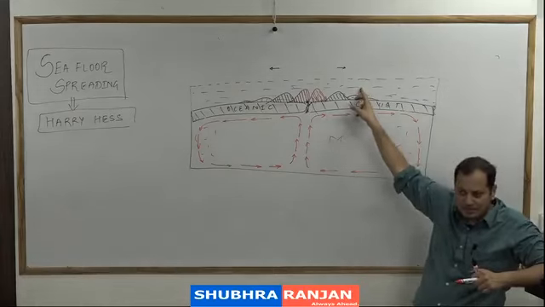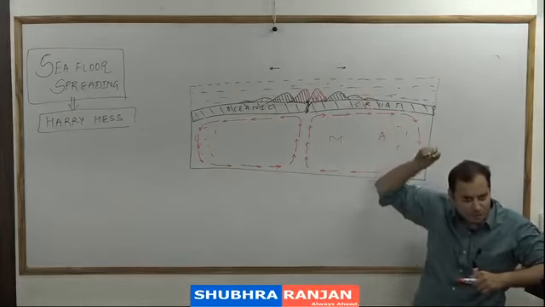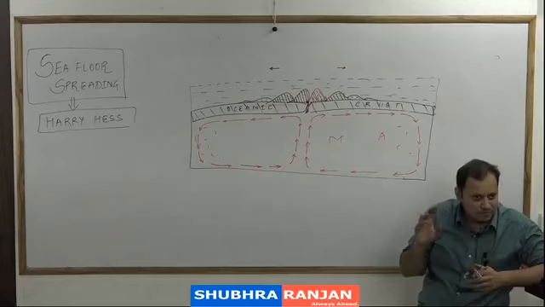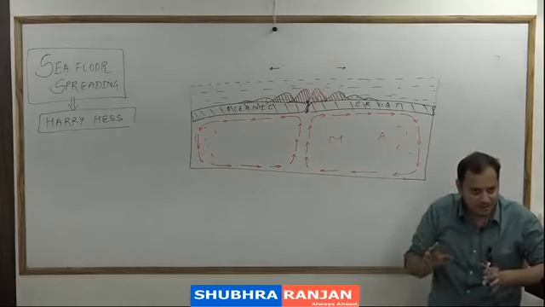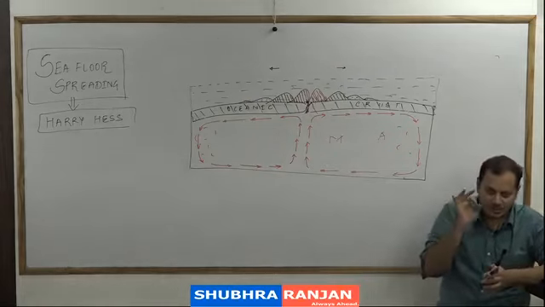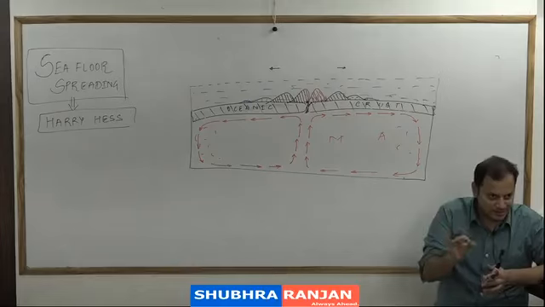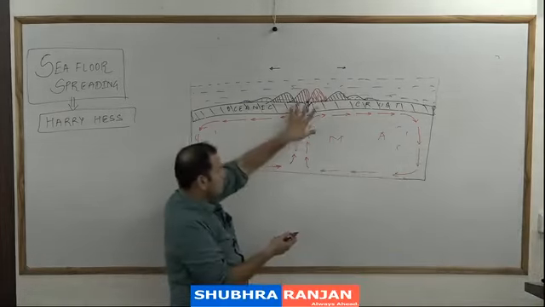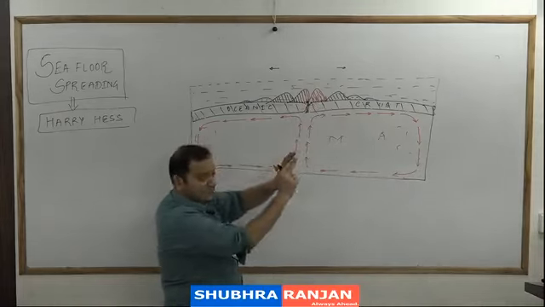It comes into contact with water, it cools, and because it cools so quickly, it solidifies and a mountain-like thing is formed. Once mountains are formed, they are parallel to each other. We call them ridges. Any mountains which are parallel are known as ridges. These are known as mid-oceanic ridges. Once a mid-oceanic ridge is formed, again sea floor spreading is occurring.